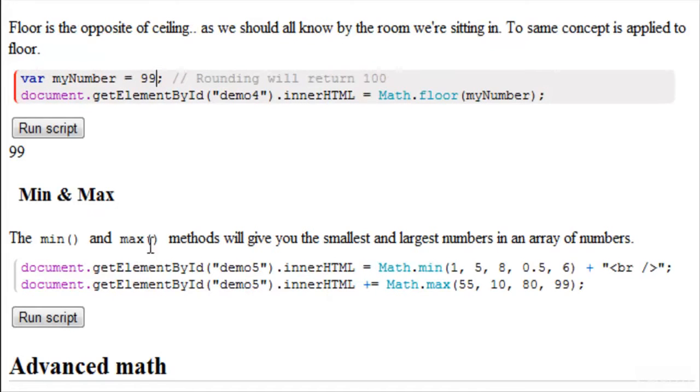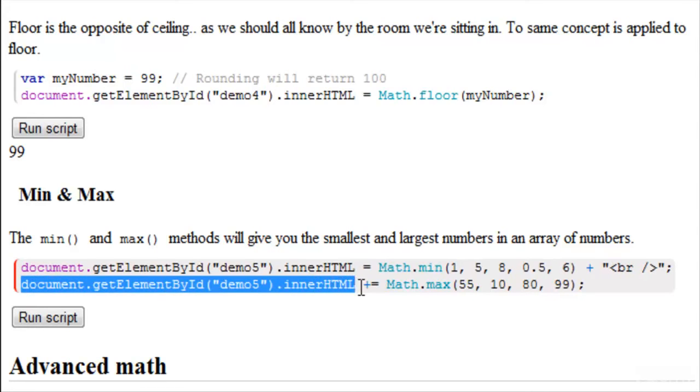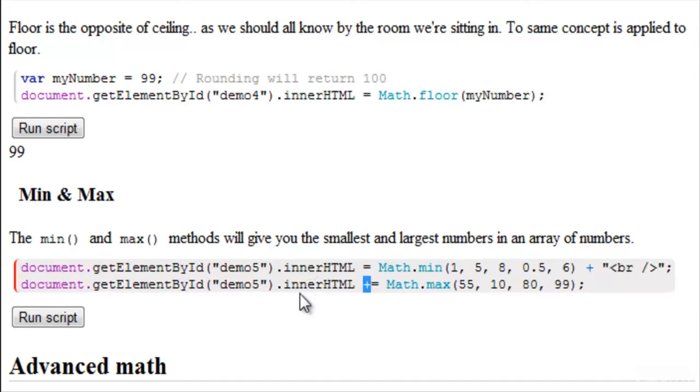Then we have the min and max methods, which will give you the smallest and largest numbers in an array of numbers. So what we did here was we've got document.getElementById, demo5, which is down here, .innerHTML is equal to math.min 1, 5, 8, 0.5, and 6. And then we just added a line break in there. Same thing, we got the same ID, but we added to the inner HTML by writing plus equals, and we wrote math.max 55, 10, 80, 90.